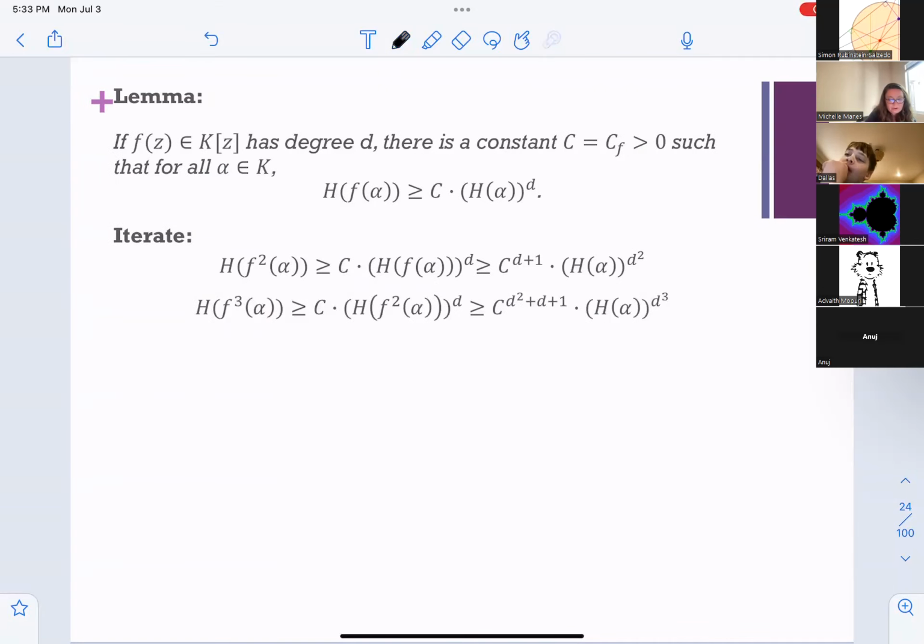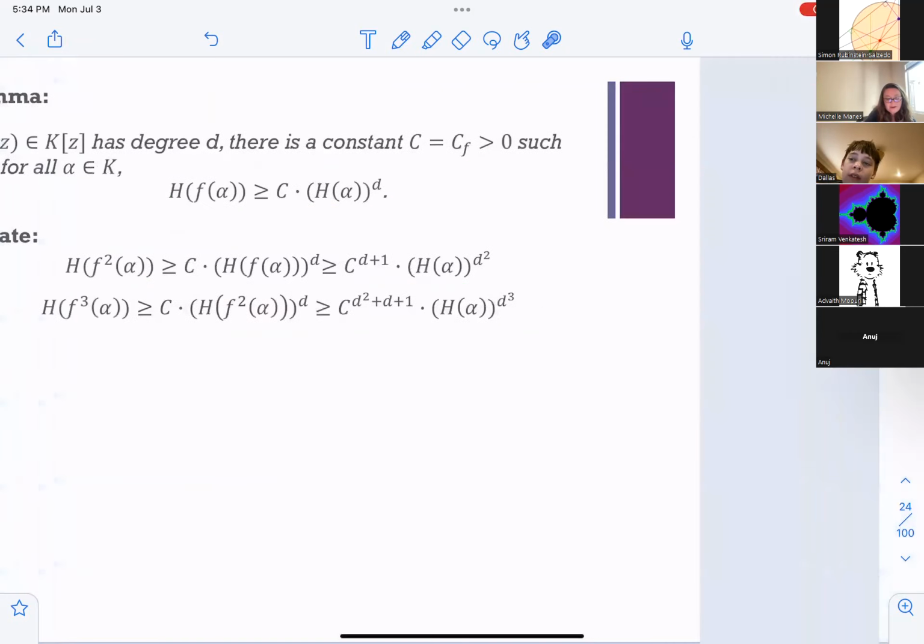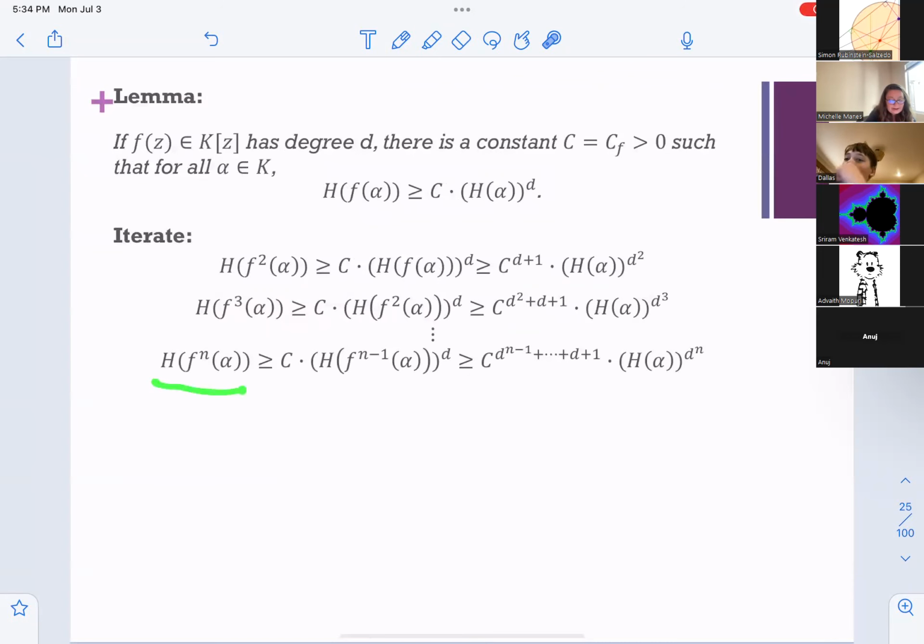Okay, so I can use this inequality and I can say, okay, the height of f squared of alpha is bigger or equal to the height of alpha to the d squared power times some constant. The height of f cubed of alpha, if I just do that game again, is bigger or equal to some constant times the height of alpha to the d cubed. And I can keep going, and I get at the nth stage, the height of f to the n of alpha is bigger or equal to some constant times the height of alpha to a power, right? And this is a very specific constant and a very specific power.